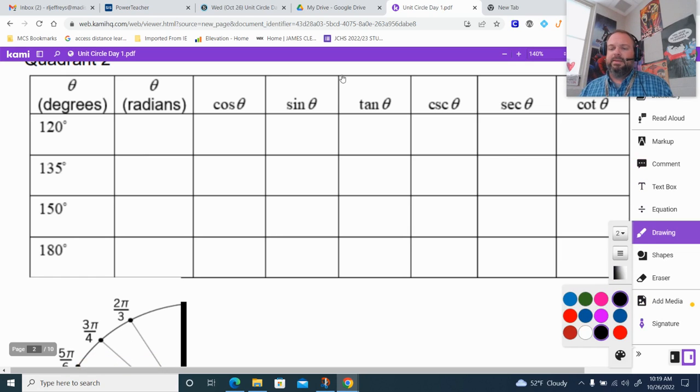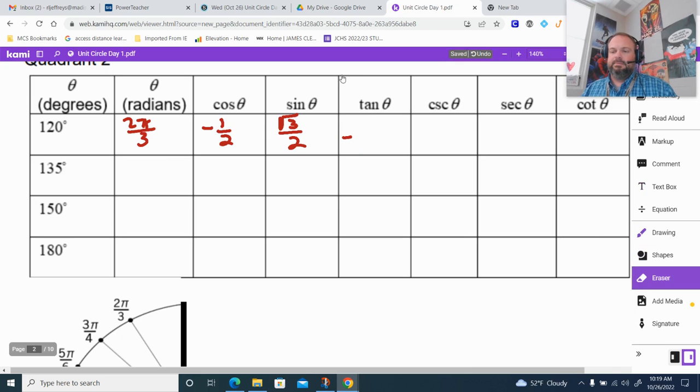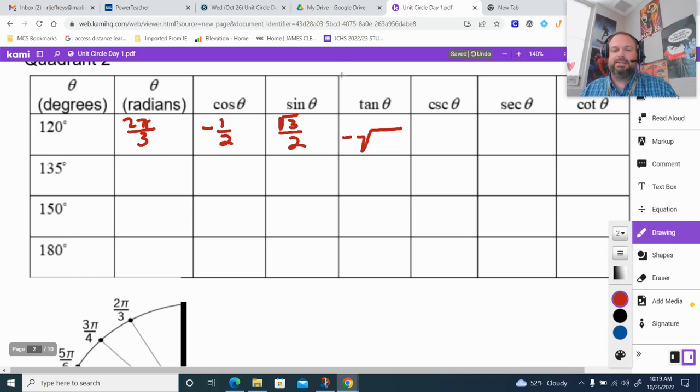Now, this right here, 120 degrees, this is 2 pi over 3. Our cosine, because we're in the second quadrant, is actually negative 1/2. This is root 3 over 2. Okay. Our tangent is negative. Whoa. Well, I accidentally connected the negative and the radical sign. And I don't know how I did that. I probably never will be able to do it again.